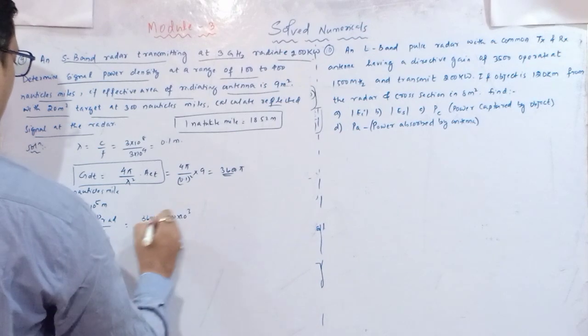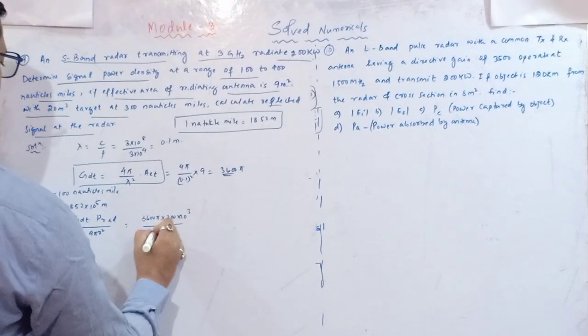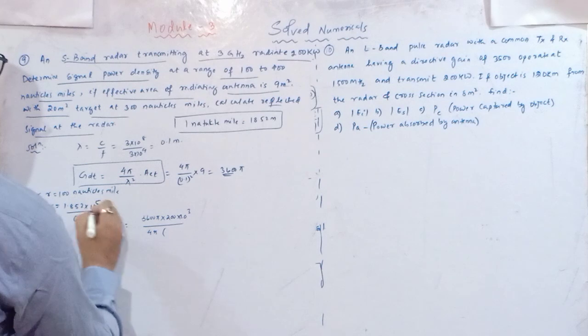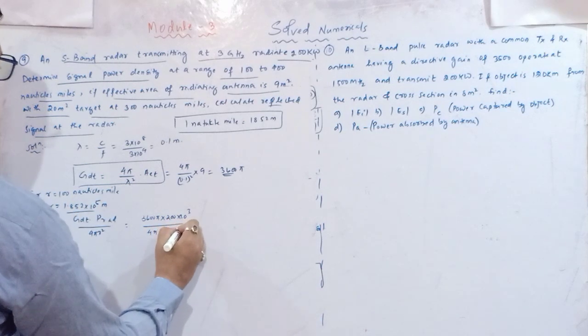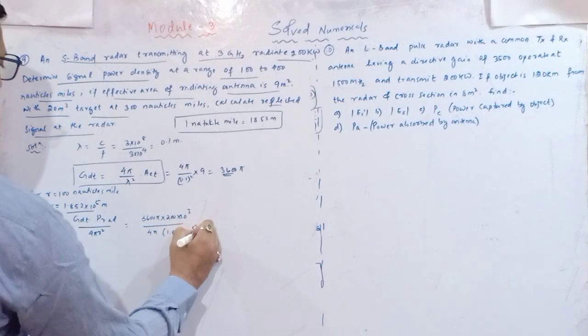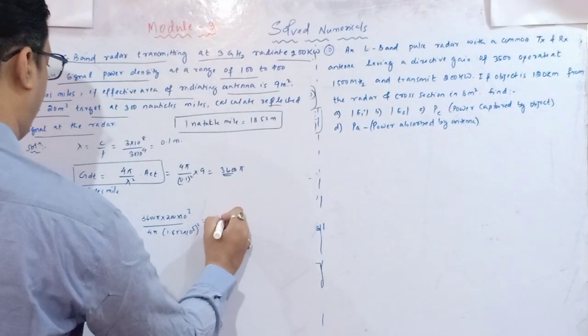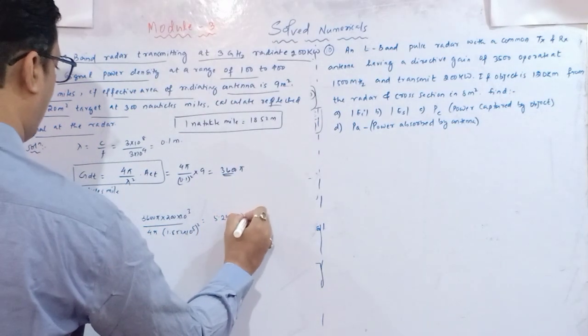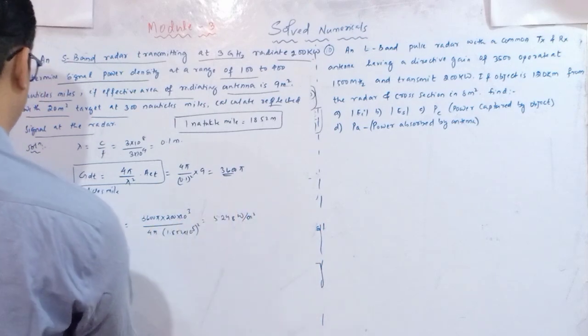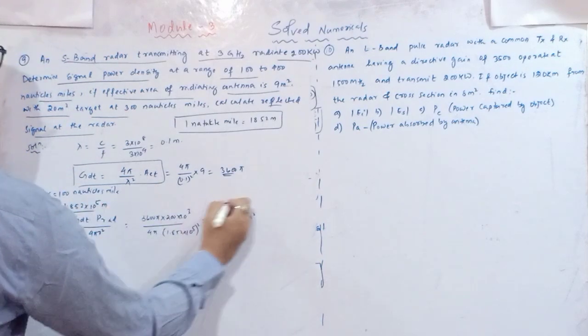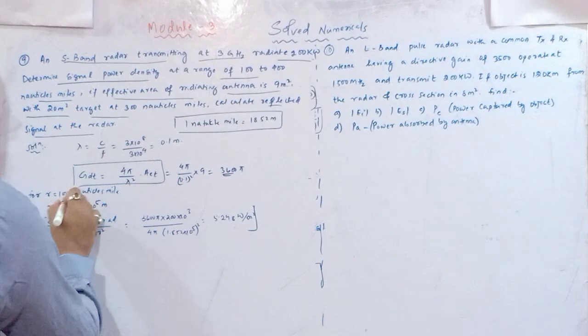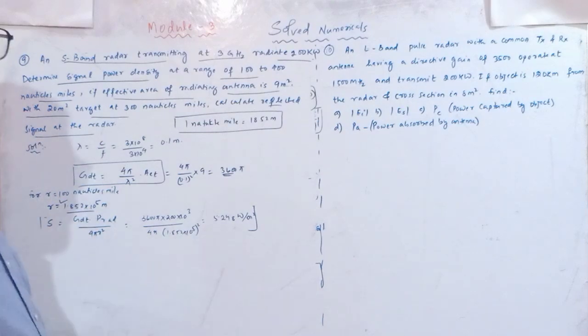200 kilowatt divided by 4 pi R square. R is how much? R is (1.852 × 10^5) whole square. If you solve this, you will get around 5.248 watt per meter square. So this is my power density for R equals 100 nautical mile.